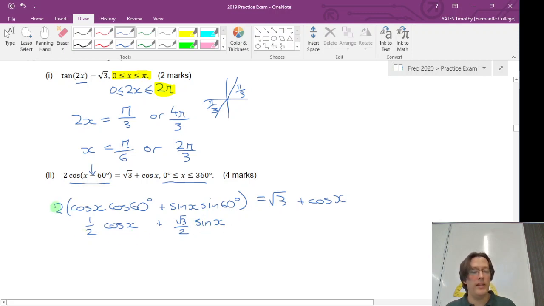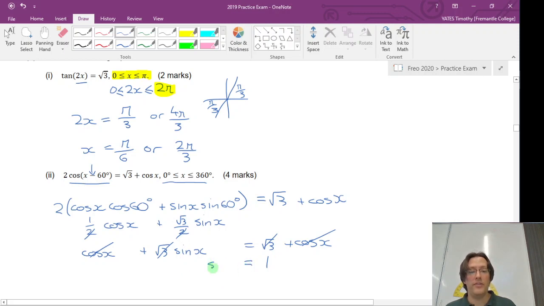Now, what happens when we multiply everything by 2? The divided by 2's cancel out on both of these, so we end up with cos x plus root 3 sine x equals root 3 plus cos x. Now, fortunately, we can subtract cos x from both sides. After we've done that, we can divide by root 3 on both sides, so we're left with 1.